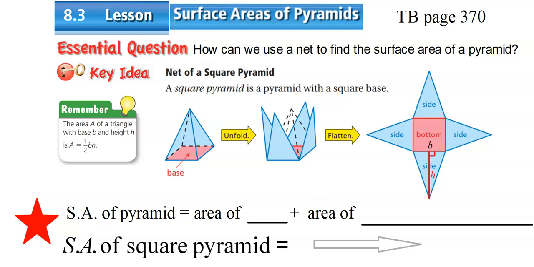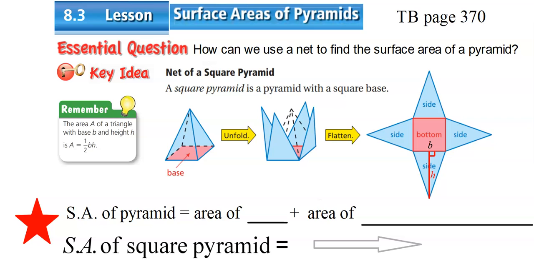Hello, today's lesson is 8.3. It's about surface areas of pyramids. And the essential question is, how can we use a net to find the surface area of a pyramid? This is on page 370 in your Big Ideas textbook.